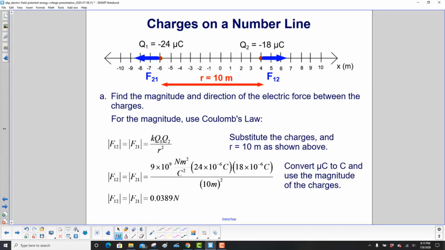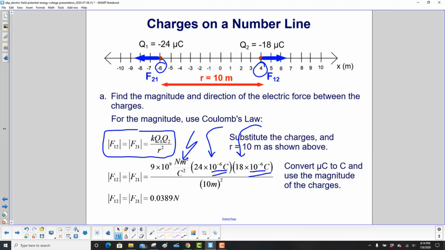To find the magnitude, well, we know we have an action-reaction pair here. The force of 1 on 2 is equal to the force on 2 of 1. Of course, that's the magnitude. So that's going to be kq1q2 over r squared. We find the distance between them. Well, one's at negative 6 on a number line, the other's at 4. So that distance is 10. We plug in k. We plug in our charges. Now, what do we have to do with the charge? They're microcoulombs, so we have to turn it into coulombs by multiplying by 10 to the minus 6. Divide by the distance squared, make sure you square it, and the magnitude of the force between these two charges is 0.0389 newtons.